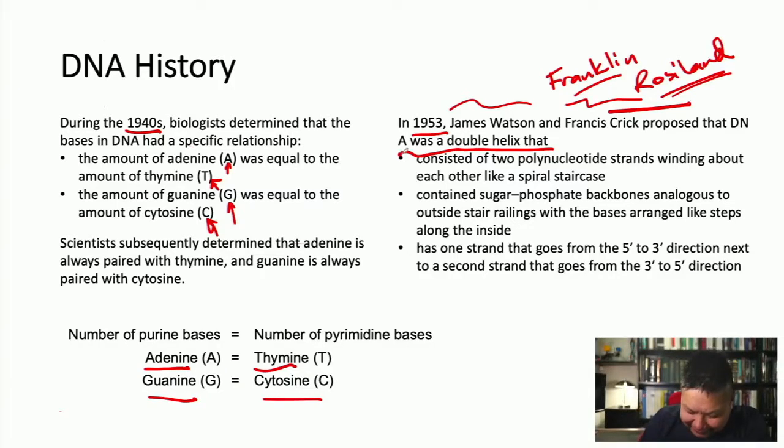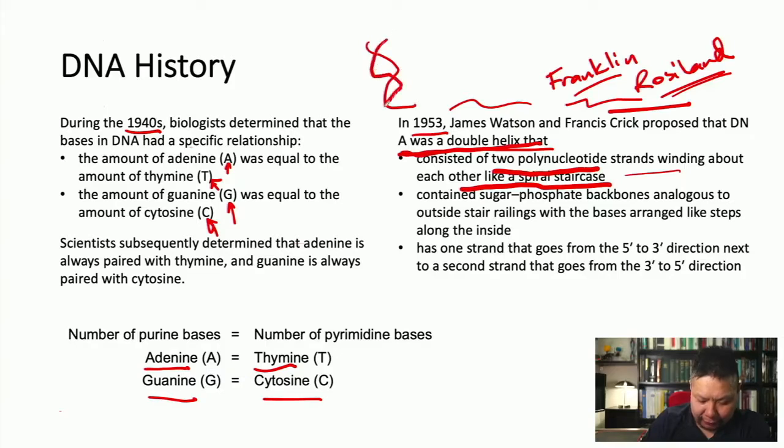Anyway, the three of them together discovered that DNA was a double helix, right, that consisted of two polynucleotide strands that wound around in a spiral staircase, which is the double helix, right? This little guy right here. Let's see if I can draw it. I'm never a good drawer. That's close enough. That looks like DNA, right?